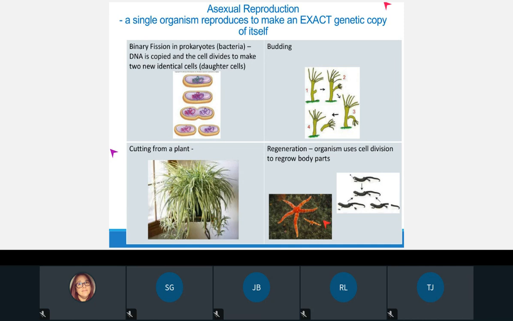So I don't want to focus any more time on this. If you don't understand this at this point, you can copy the slide, right click, save as, put it in a note, and check out your content. It's really pretty simple. The DNA is just copied. It's the exact same DNA, and it produces the exact same type of organism.